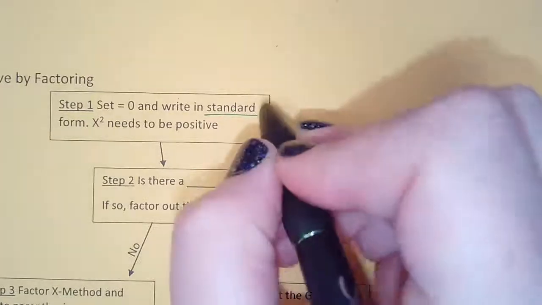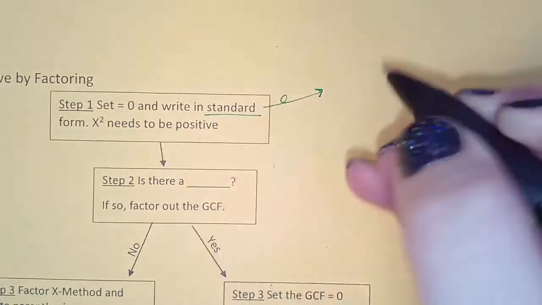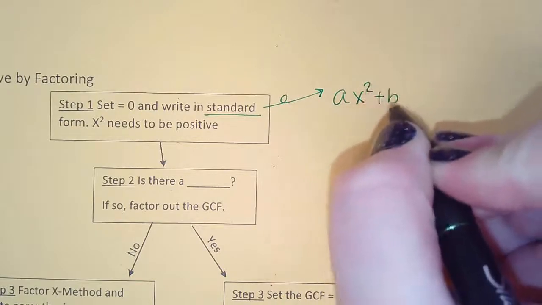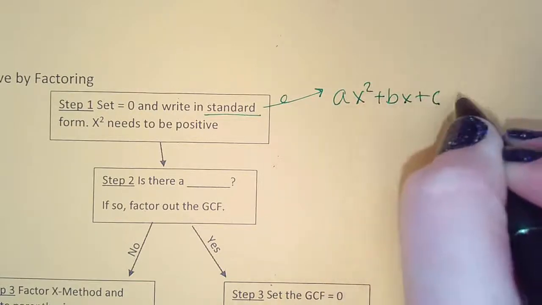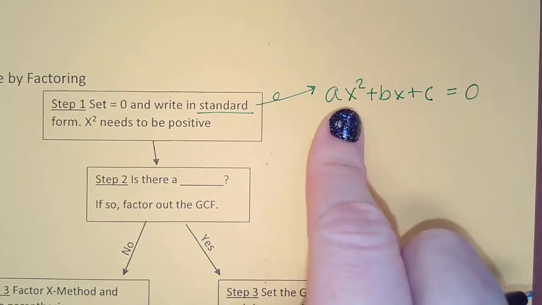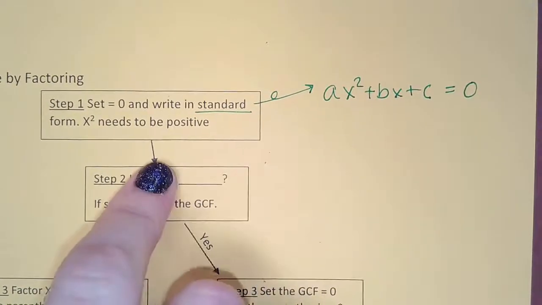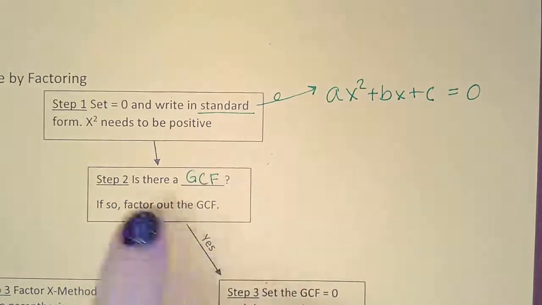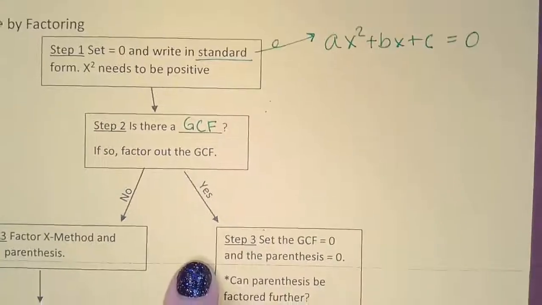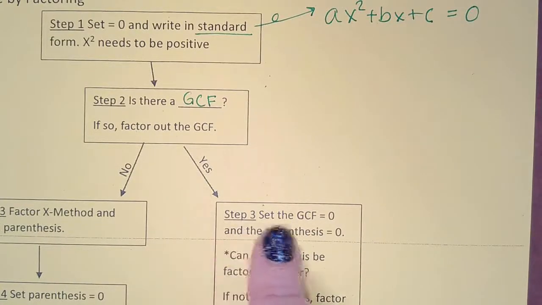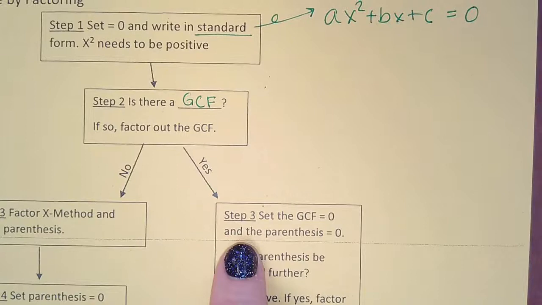So what's this mean? Standard form looks like ax squared plus bx plus c, and it should be set equal to 0. So if there's something else on this side, we want to combine like terms. Step 2, is there a GCF? If so, let's factor it out so we can deal with smaller numbers. So set the GCF equal to 0 in the parentheses.